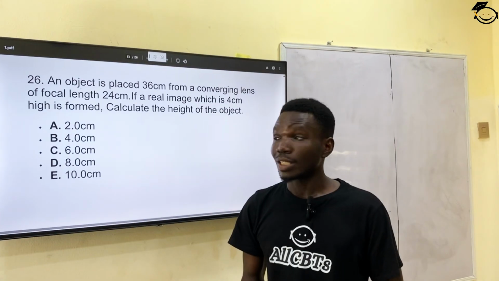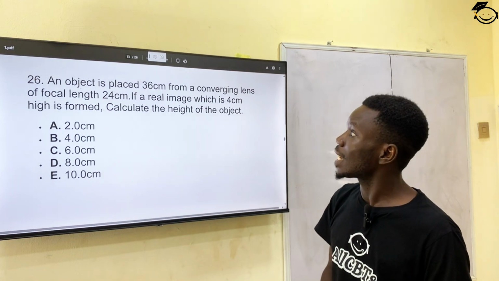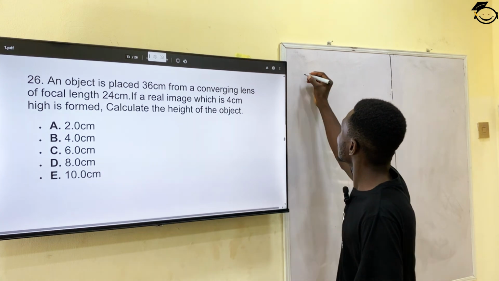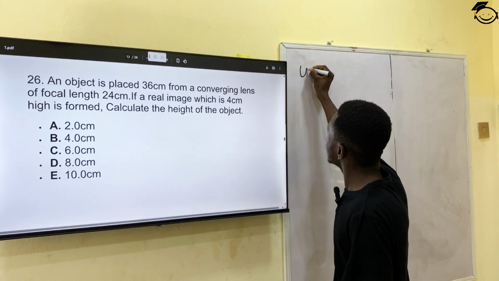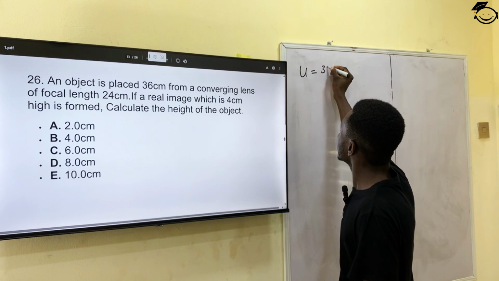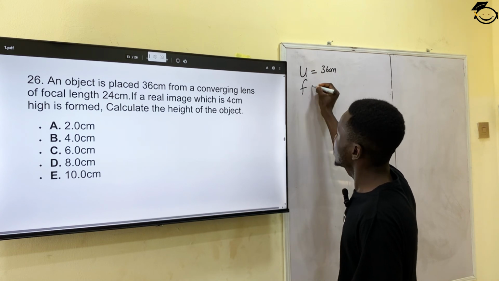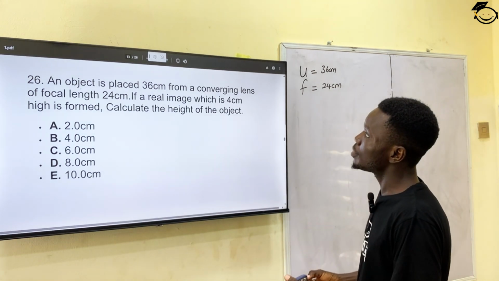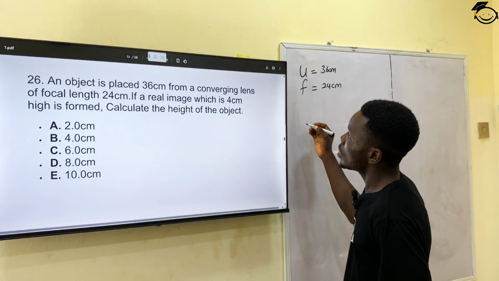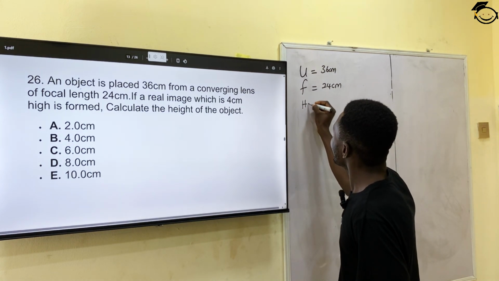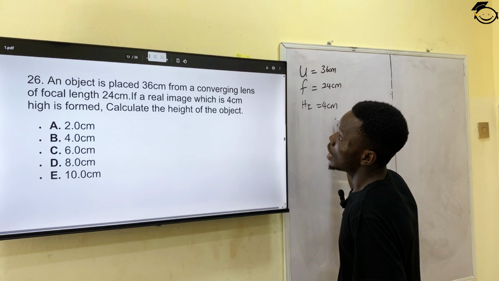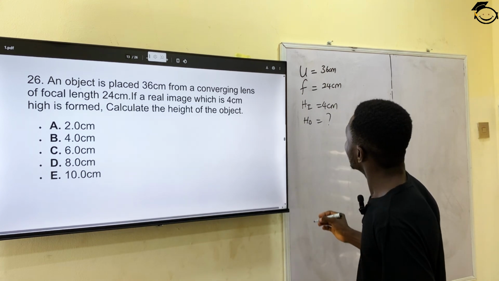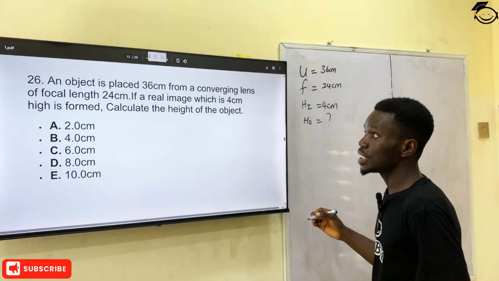Option C. So that is question number 26, which says that an object is placed 36 centimeters from a converging lens of focal length 24 centimeters. So they gave us our object distance as 36 centimeters, and the focal length as 24 centimeters. And they said if a real image which is 4 centimeters high is formed, so our image height is 4 centimeters. They say calculate the object height. Object height we do not know. And from this question, we also do not know the image distance.